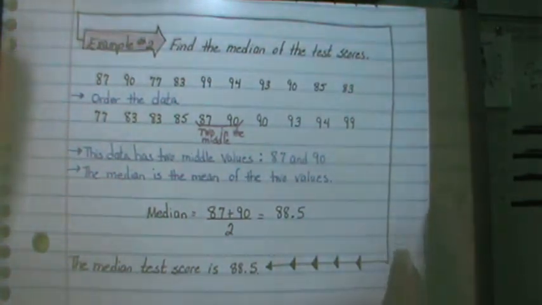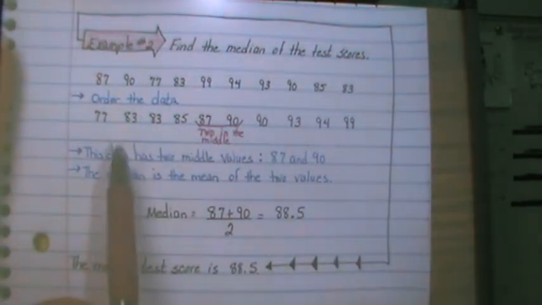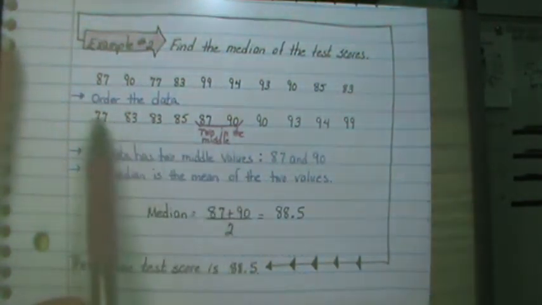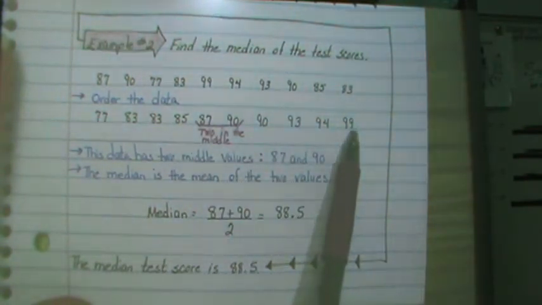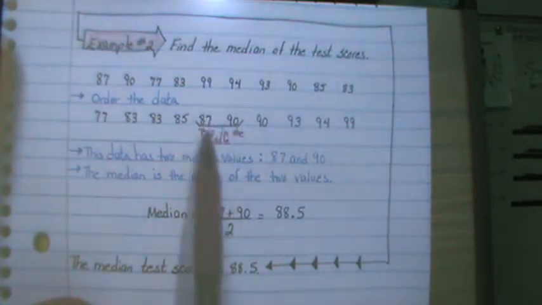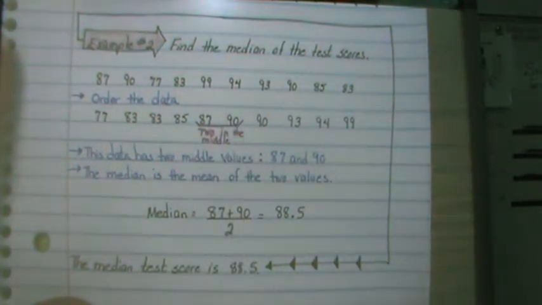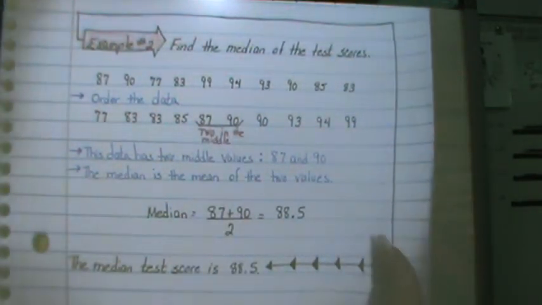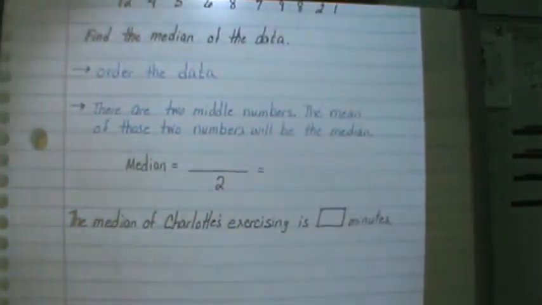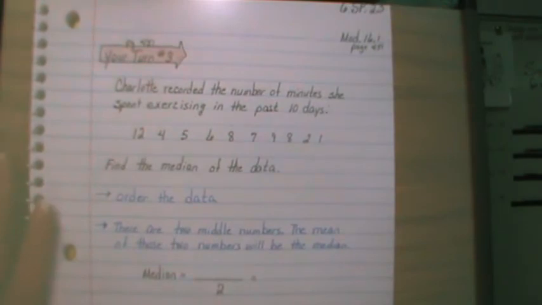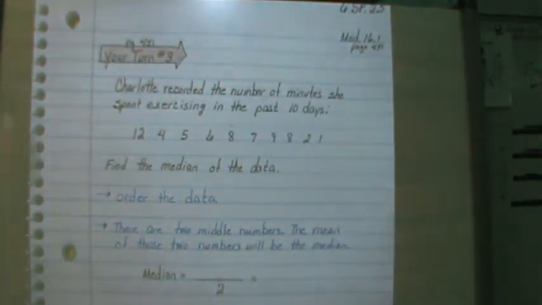So when you have an even number of pieces of data, 1, 2, 3, 4, 5, 6, 7, 8, 9, 10, that's an even number of pieces of data, you take the 2 middle pieces, add them together, divide it by 2 to get your median. Okay? This is also part of what you will show me on Zoom when you do your check-in.